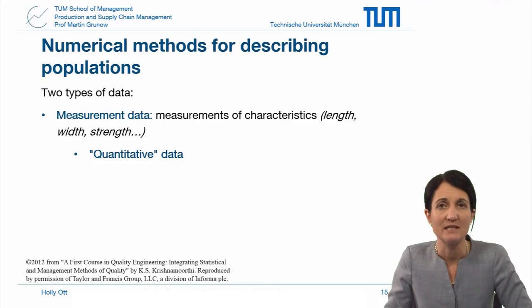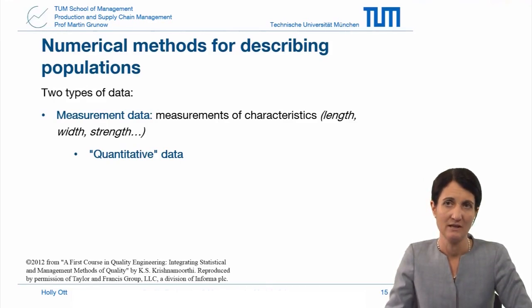The measurement data comes from measurements of characteristics such as the length, the width, the weight, the diameter, the amount of impurity, and so on. These are in units such as inches, pounds, kilograms, cubic centimeters, and these are known as quantitative data. Metric data, data that can be quantified.